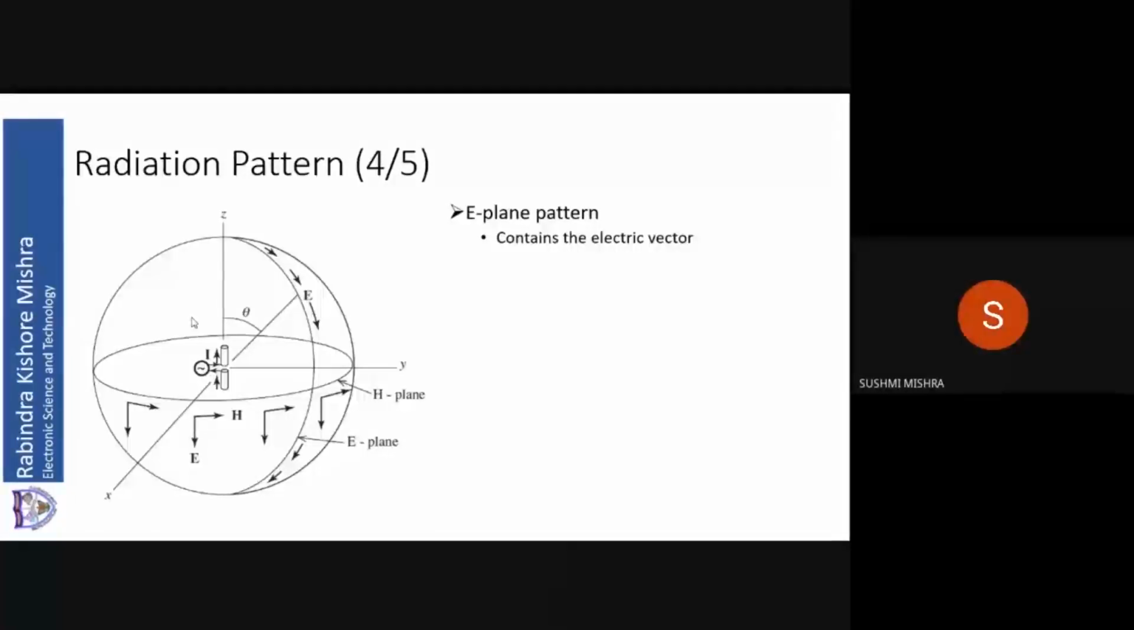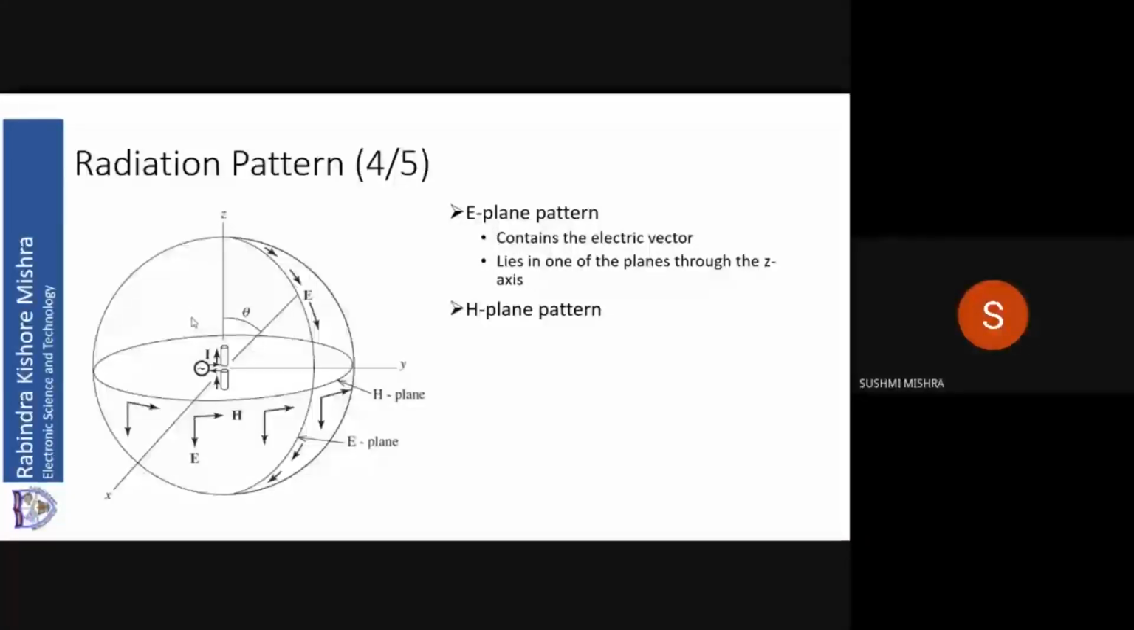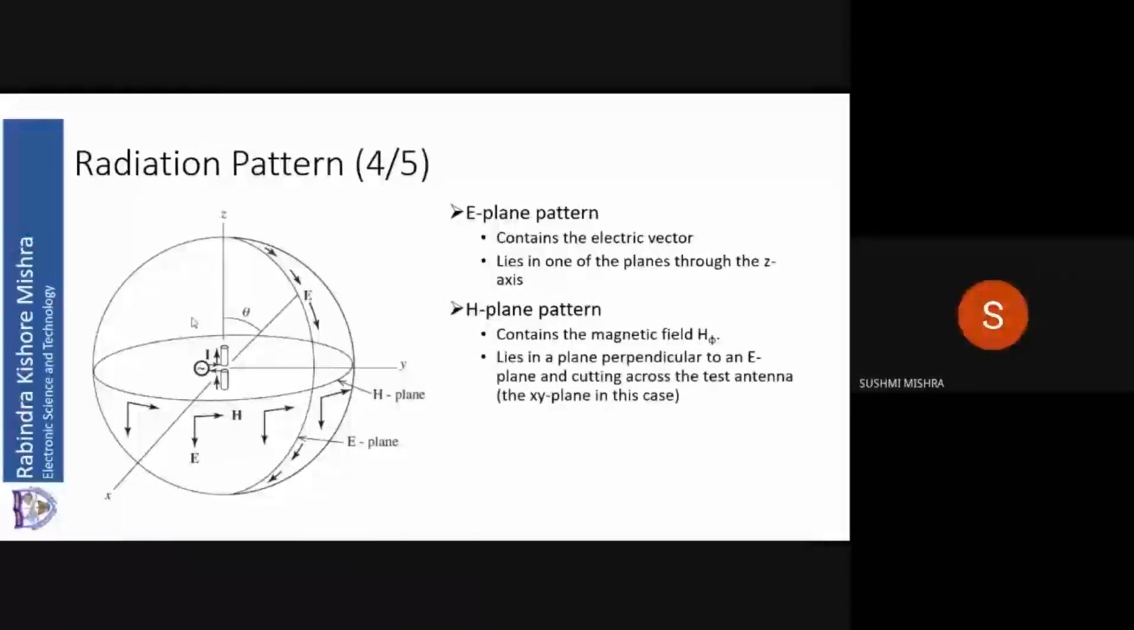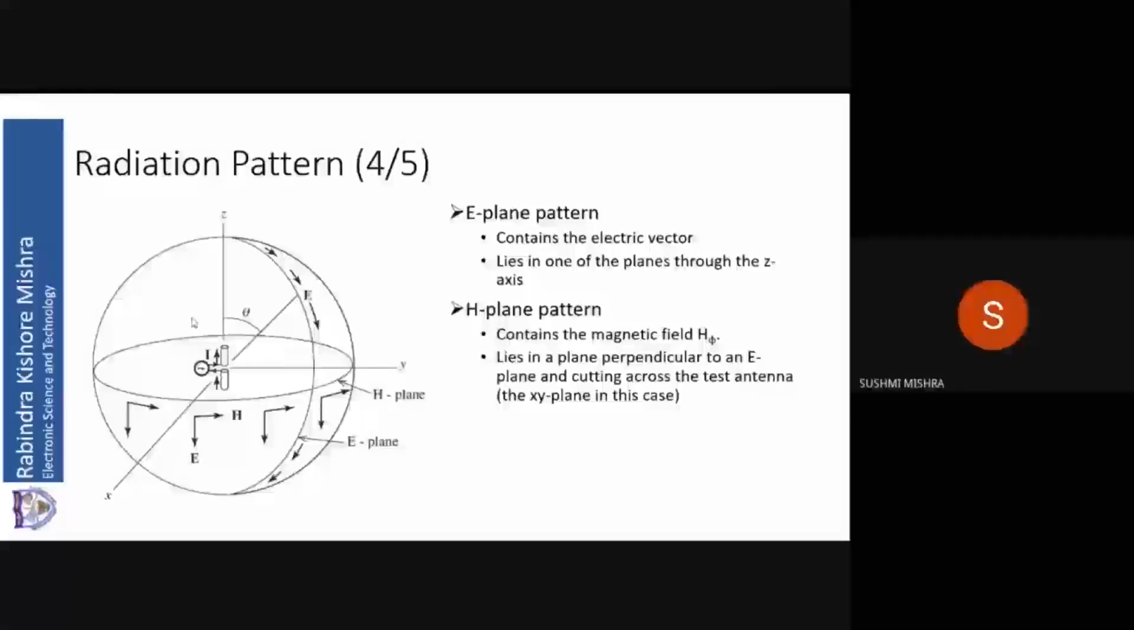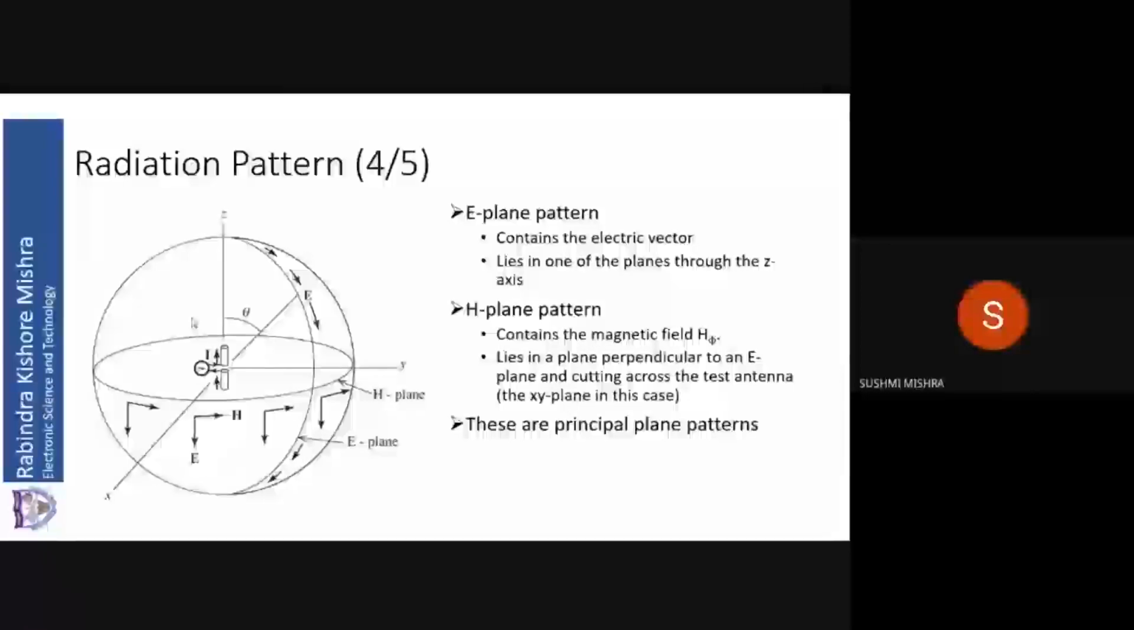So the pattern will be called the E plane pattern when it contains the electric vector, because it lies in one of the planes which passes through the Z axis. Similarly, the H plane pattern will contain the H phi field, the magnetic field. It lies in a plane perpendicular to the E plane and it can cut across the test antenna. In this case, it is the XY plane. These planes are called the principal plane patterns.